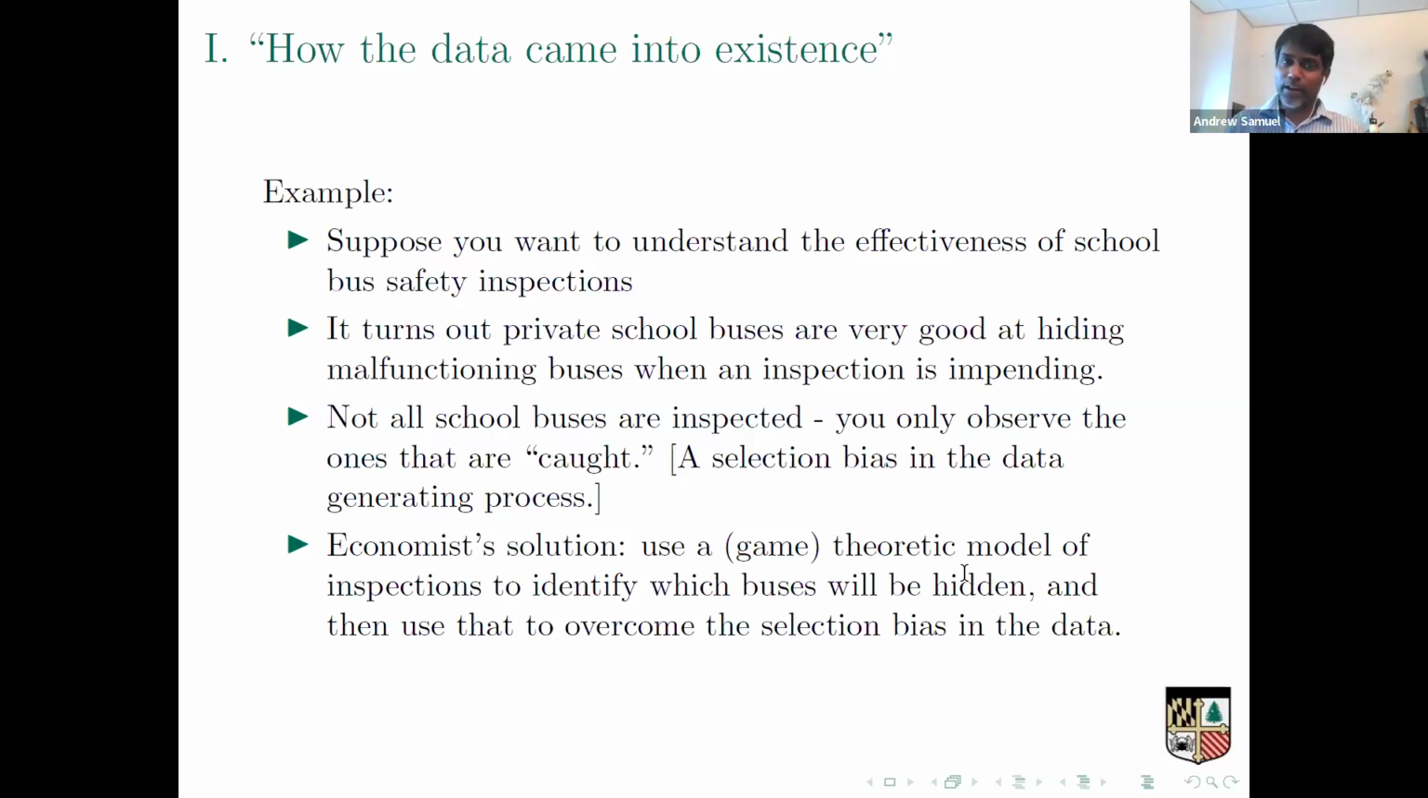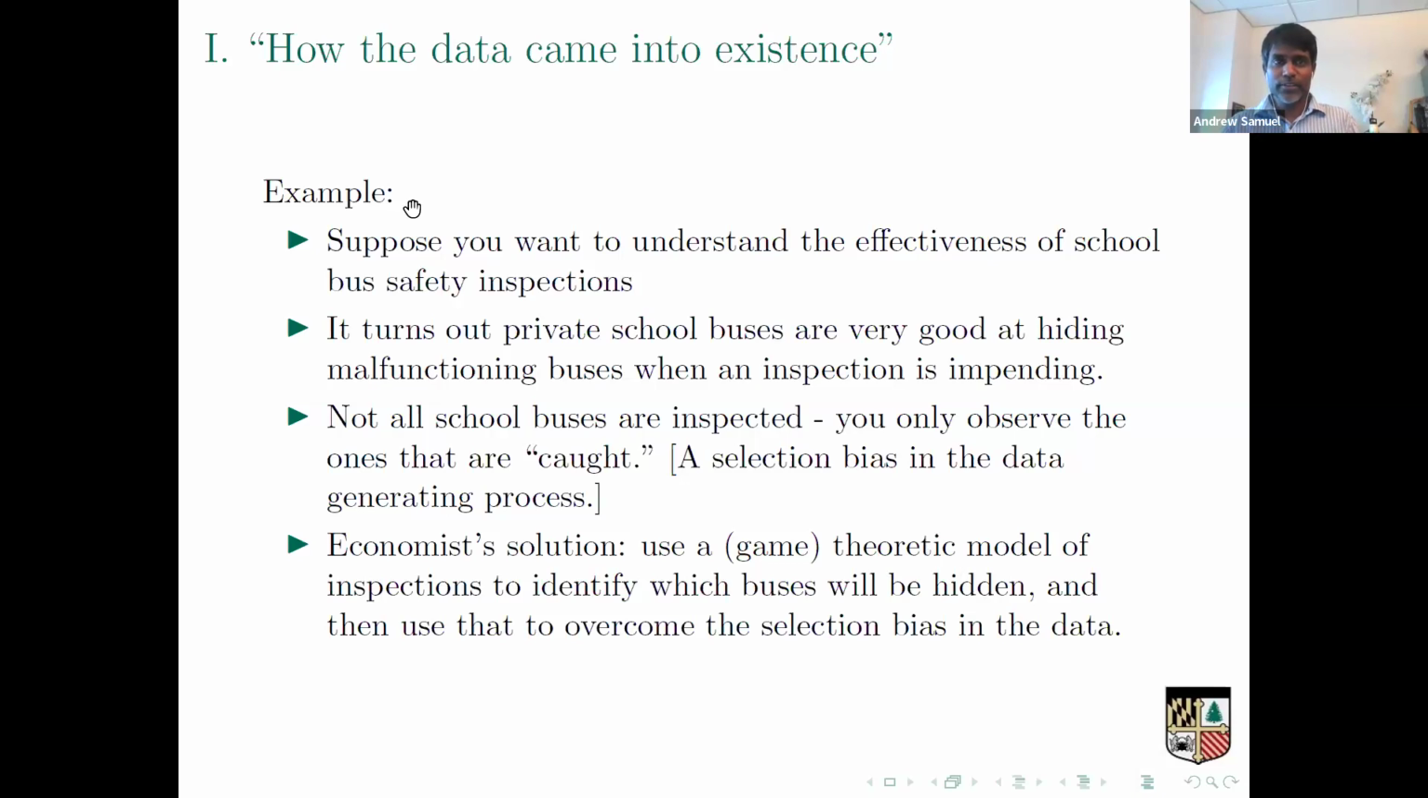Now, economists have a solution for a problem like this. We can use a theoretical model of inspections to identify which buses will be hidden, and then use that to at least to some degree overcome the selection bias. And that's, in some sense, what I'm being asked to do along with some data scientists in this project. So understanding how the data comes into existence can be a very critical question when you're only seeing some of the data.